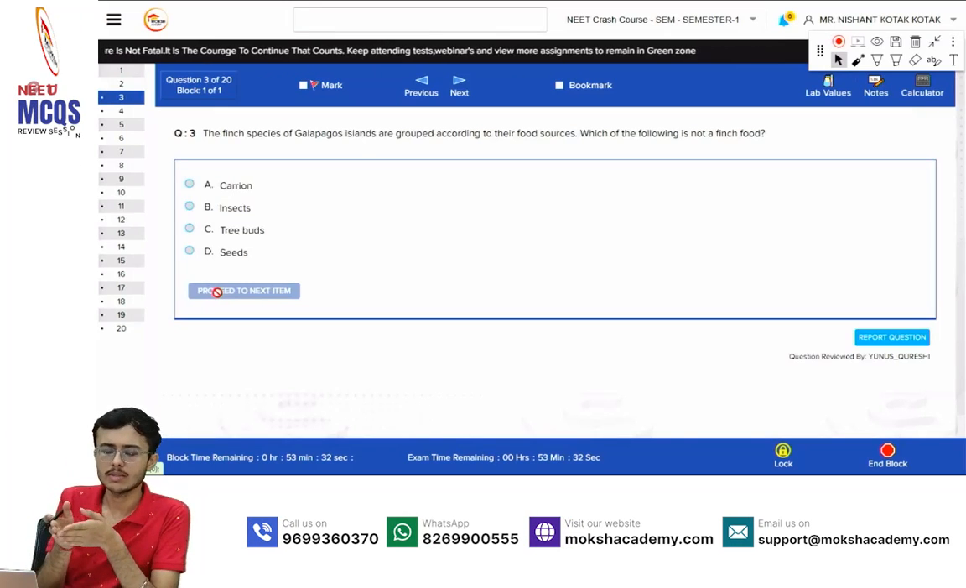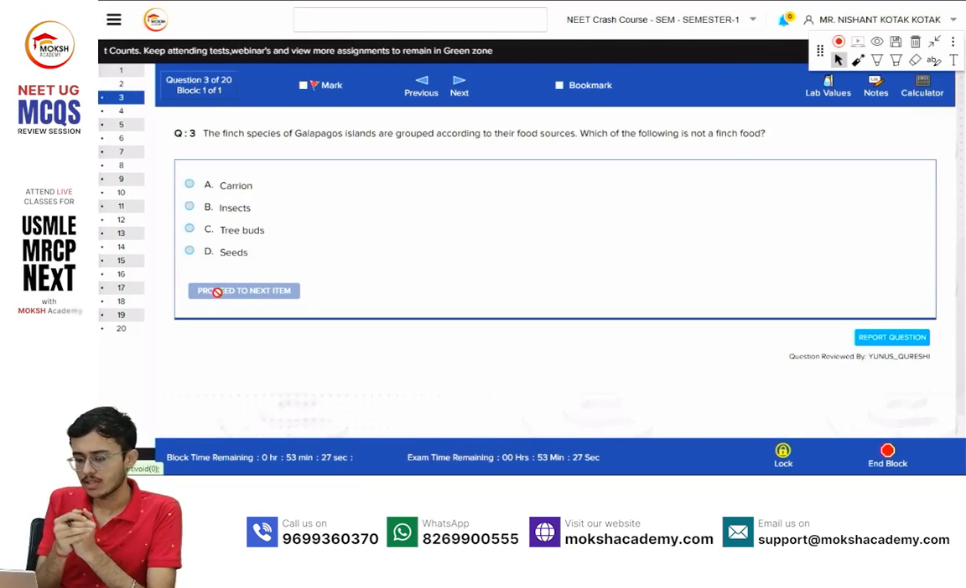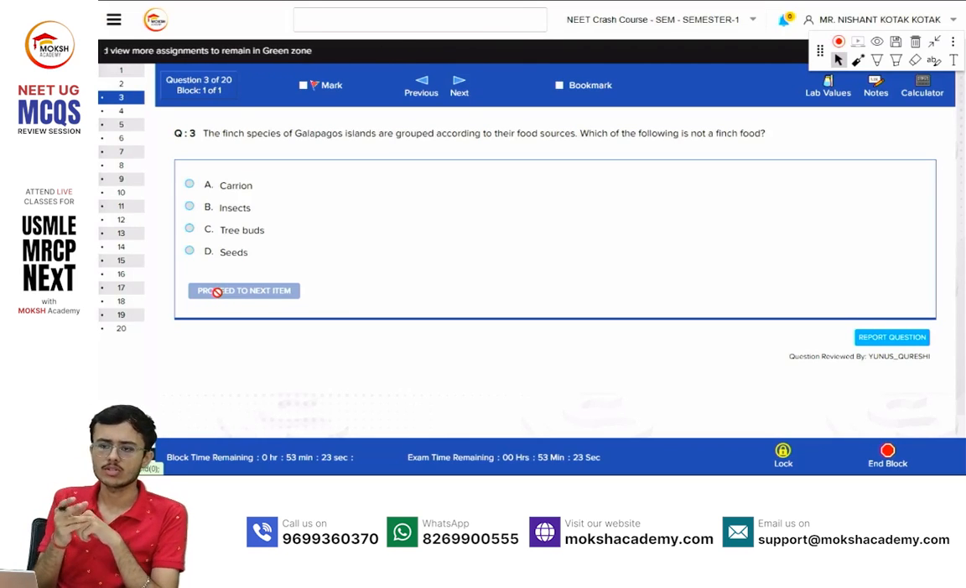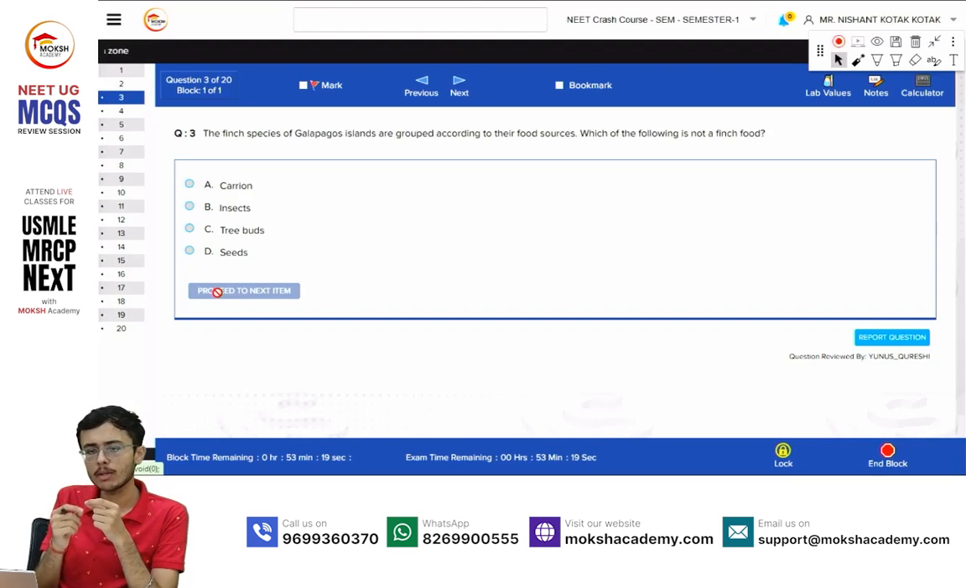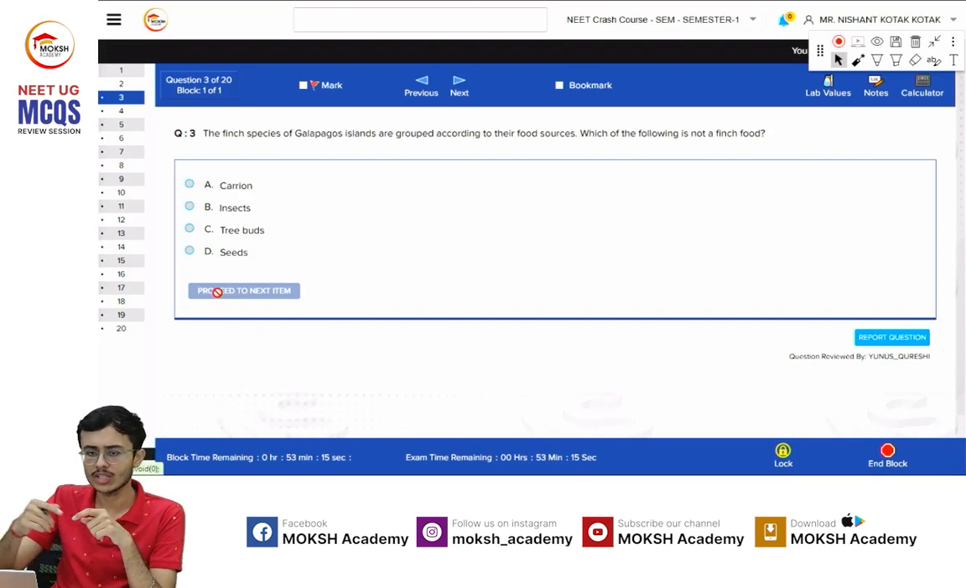The next one, you look at the same example, right? Adaptive radiation. The first example we ever saw was Darwin's finches. The finch species of the Galapagos Islands are grouped according to their food source. So why did this happen? Why did this evolution happen? The evolution happened because they had some structure, but they had altered needs according to their habitat.